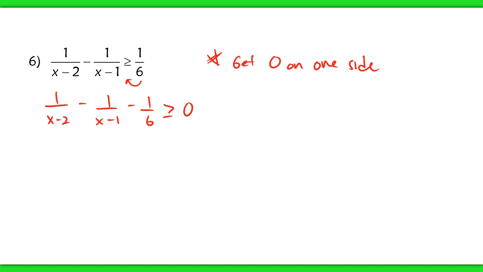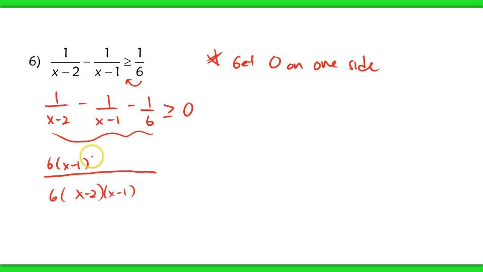Okay, so I'm going to work on combining all these fractions. So I'm going to multiply the first by 6 times x minus 1. So I have a big expression underneath. Okay, the middle term here, if I multiply this, I get x minus 2 times 6. I'm going to put that 6 out in front. And the last term is x minus 2 times x minus 1. It's greater than or equal to 0.